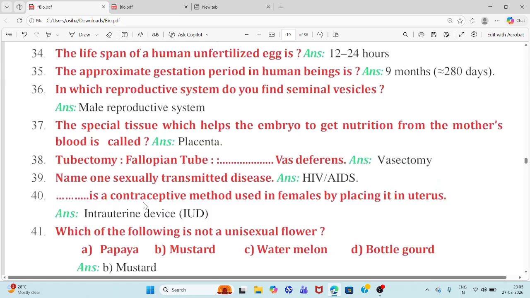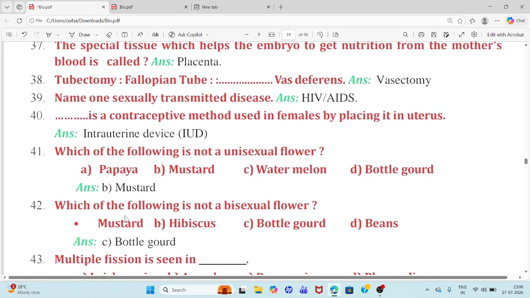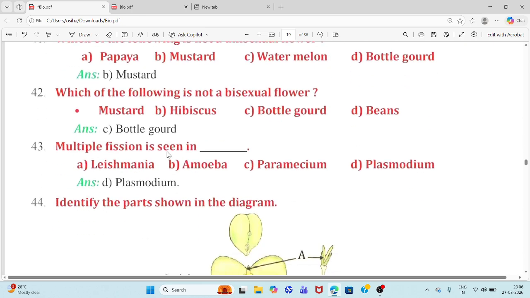Dash is a contraceptive method used in females by placing it in the uterus. It is intrauterine device. Which of the following is not a unisexual flower? Mustard. Which of the following is not a bisexual flower? Bottle gourd. Multiple fission is seen in Plasmodium.